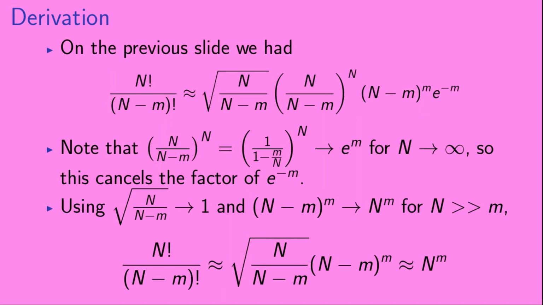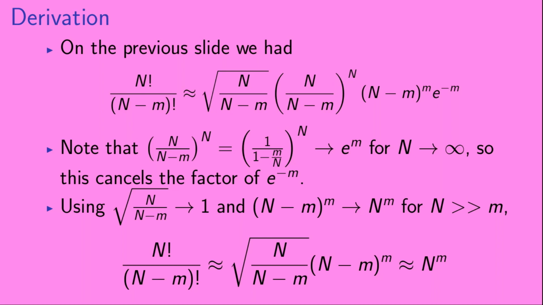Okay, so we take our expression from the previous slide. Now, note that n over n minus m, all raised to the n power, which equals 1 over 1 minus m over n, all raised to the n power, goes to e to the m in the limit that n goes to infinity. So this cancels the factor of e to the minus m that we have in our expression.